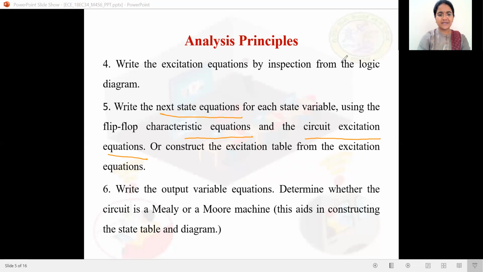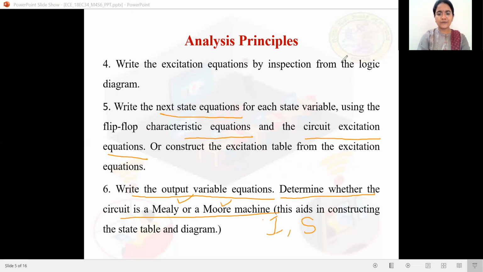And the next step is to write the output variable equations. By seeing these output variable equations, we can easily determine the type of the circuit, whether it is a Mealy circuit or a Moore circuit. We call it a Mealy circuit whenever the output is a function of the input variable and its state variable.